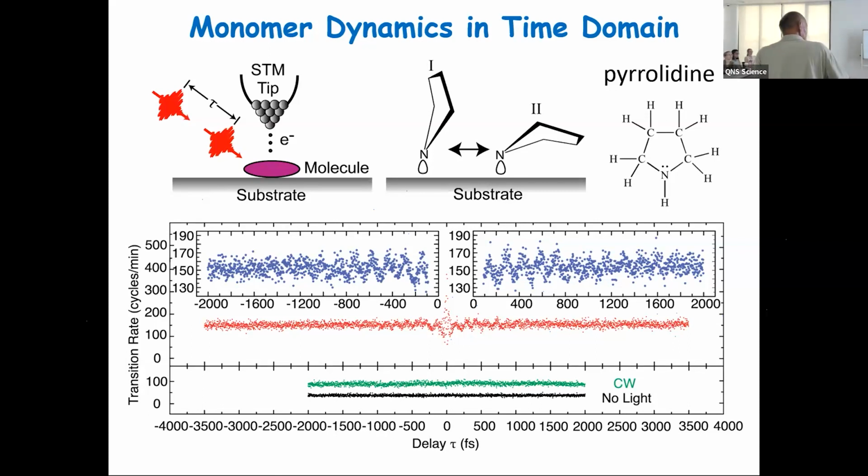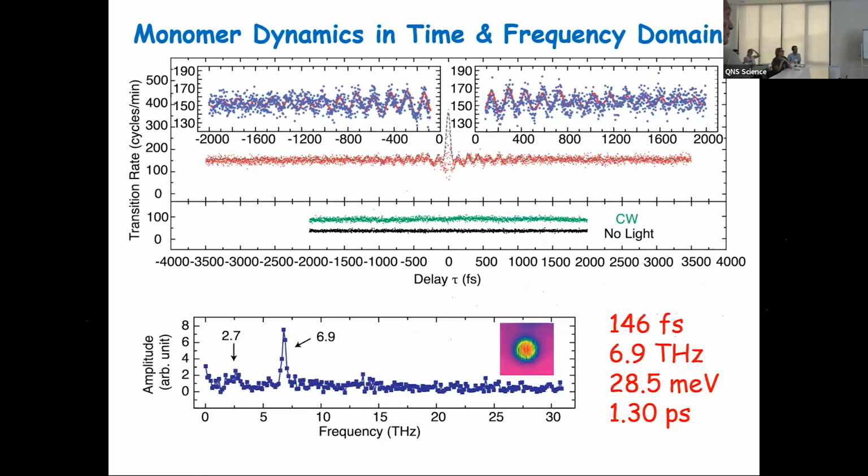So this is the transition rate, in cycles per minute, as a function of delay, and that shows oscillations. If you do a Fourier transform, it's at 6.9 terahertz. So this is a different mechanism. The light actually undergoes a Raman scattering type of excitation, and the excitation creates a superposition between these two levels, which are due to the conformation of this shear over time conformation. So this one is 6.9 terahertz.